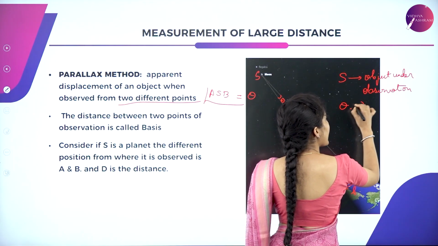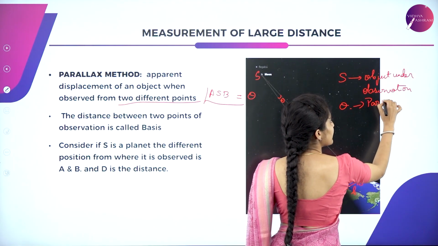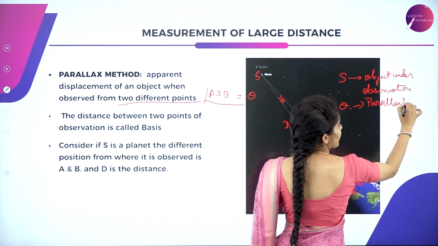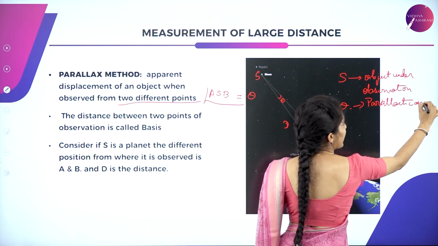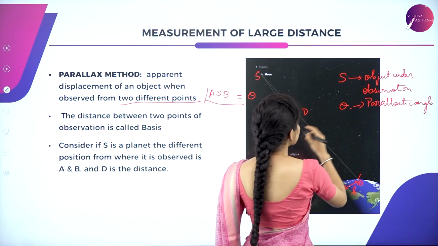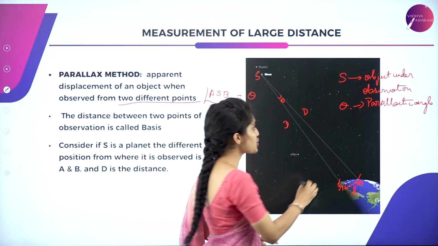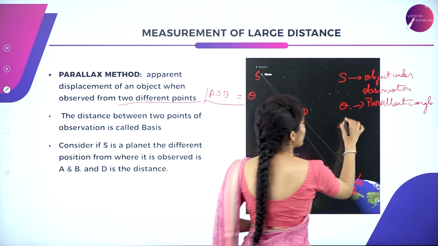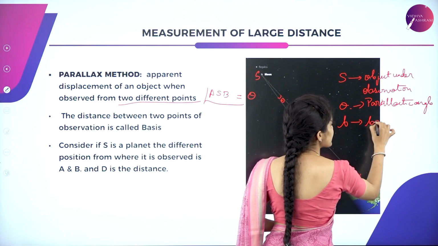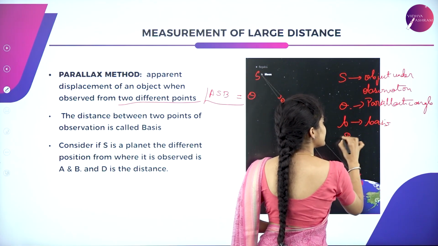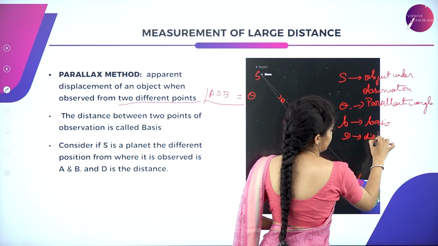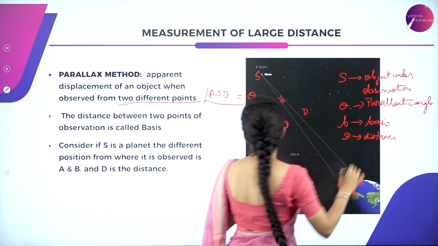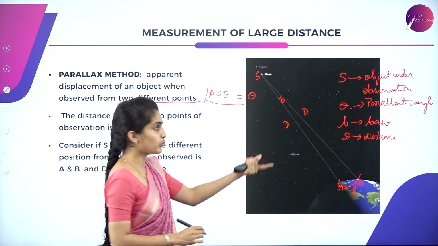Theta is called the parallactic angle or parallax angle, and S is the object under observation. A and B are the observing points, small letter b is called the basis, and D is the distance. So angle ASB is equal to theta.